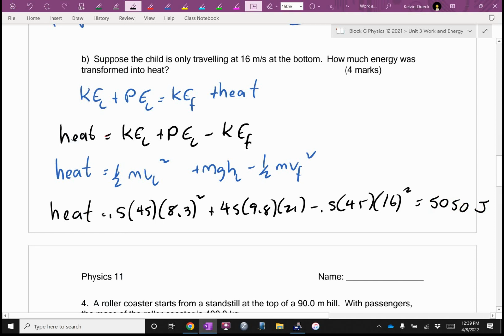50-50. If you got that, 4 out of 4. Otherwise, I would give you 1 mark for that. Probably give you 1 mark for that. 1 mark for the numbers, and 1 mark for the answer. Probably something like that.